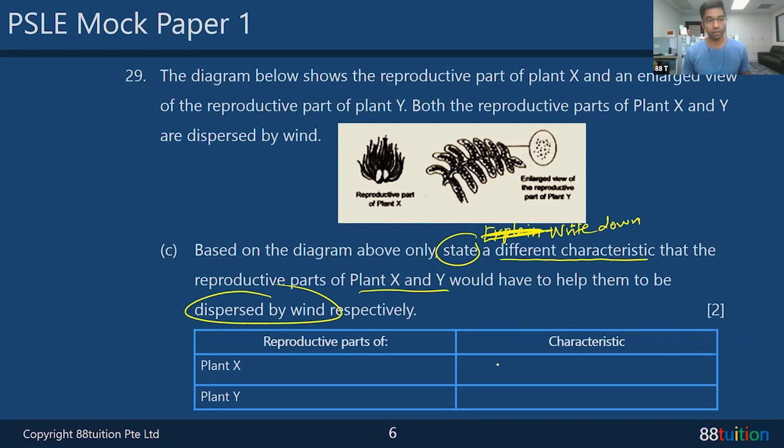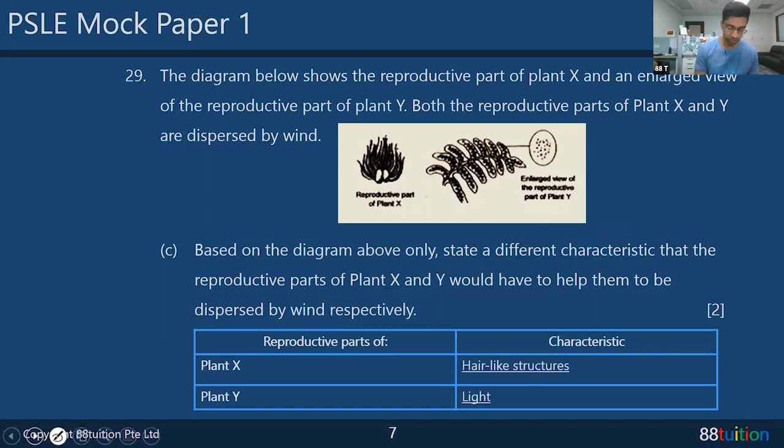Plant X is long and feathery. Plant Y, we are looking at this part only because they say enlarged view of the reproductive part of plant Y, the enlarged part. Because that part is too small to see, so we enlarge it for you with a microscope and say, hey, this part is very small and very light, so it can be carried by the wind. So you're going to say very small and very light. Okay, you can say small, and then you can say long, feathery.